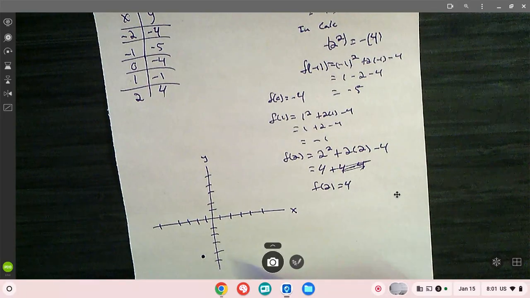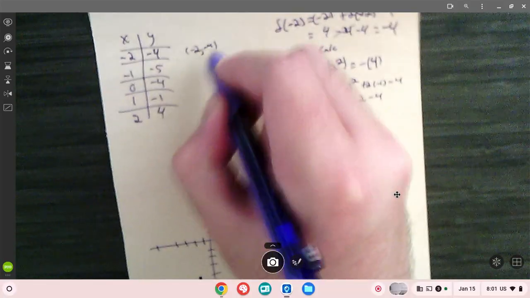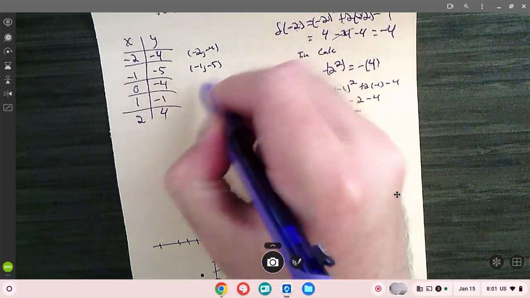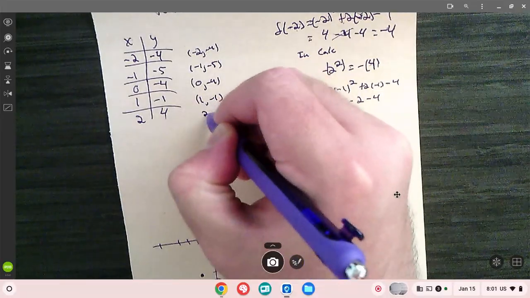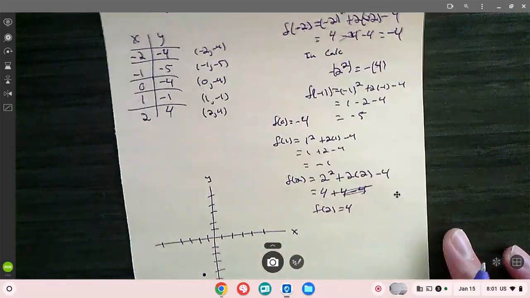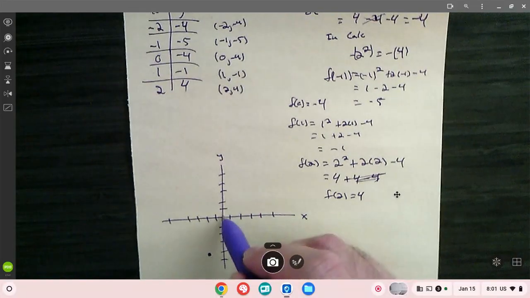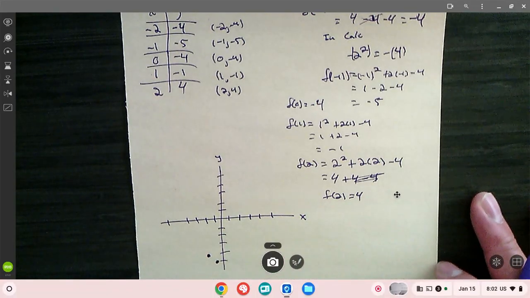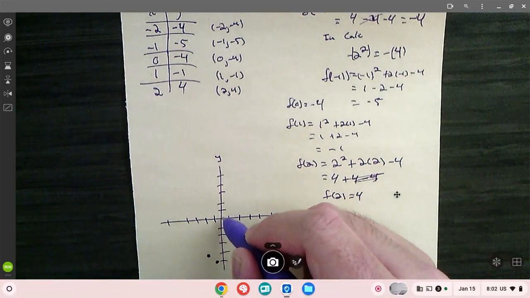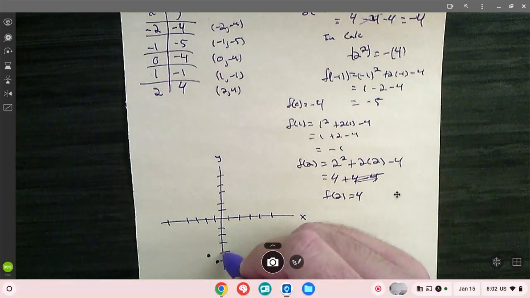My next is at -1, -5. So here are my points: -2, -4; -1, -5; 0, -4; 1, -1; and 2, +4. For -1, -5, I go left 1, down 5. So that'll be right there. Then 0, -4. I do not move left or right on my x, so I'm going to stay in the middle. And I go down 4: 1, 2, 3, 4, right there.